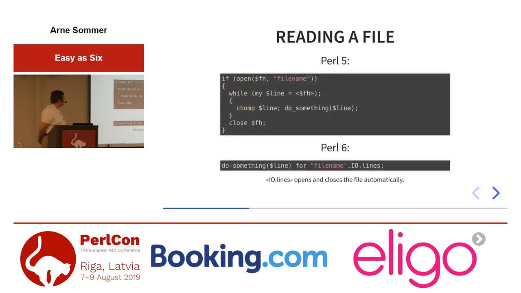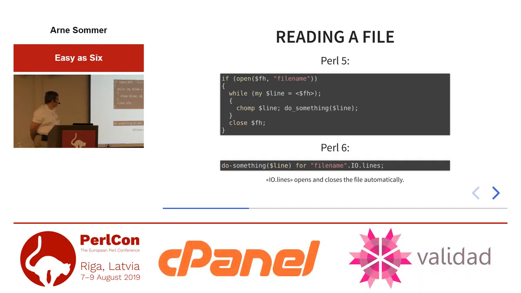Reading a file in Perl 5. Open it. Iterate over the lines. Do something about them. And close the file handle afterwards. In Perl 6, just treat the file name as an object, as an IO object, and attach lines to it, and you get all the lines back.